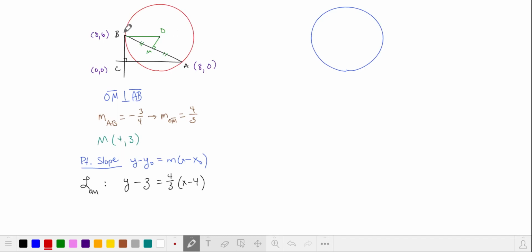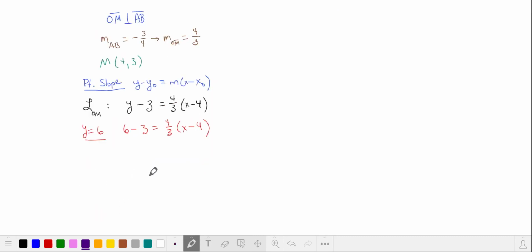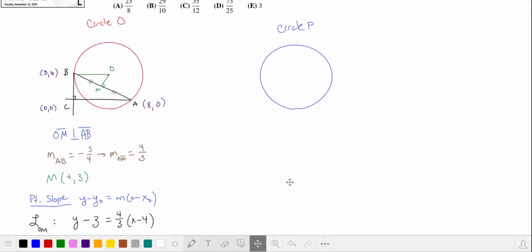Since OB is perpendicular to BC, O has the same y coordinate as B. In this case, the y coordinate of O is 6. Plugging it into our equation for the line, we solve for x. X is 25/4, so the center of our circle is located at 25/4, 6. We'll repeat the same thing for circle P and then find the distance between the 2 points.